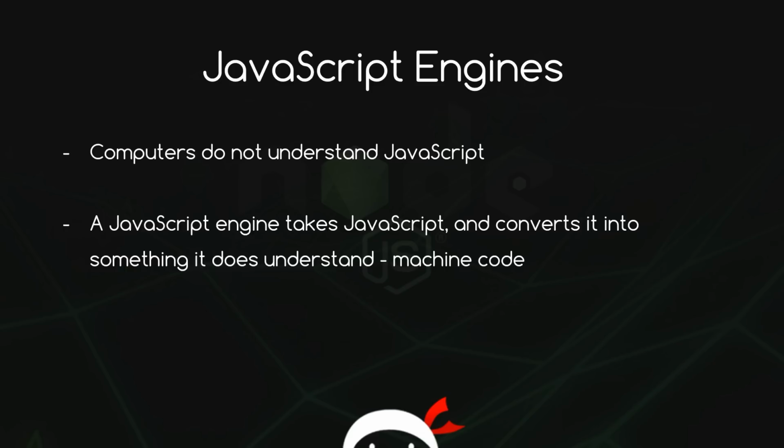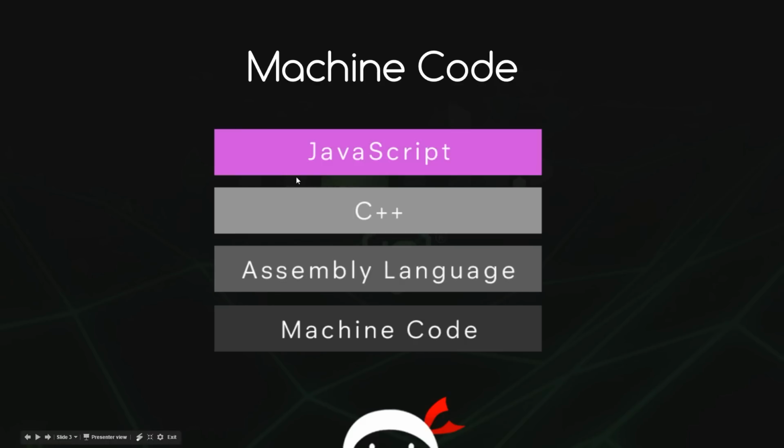So when we write JavaScript, the computer itself does not understand it. It takes a JavaScript engine to convert that JavaScript code into machine code, something that the computer can understand so that it can be processed, okay? So it looks something like this. We have machine code right here at the bottom of the stack, and that is what computers run on. It's what they understand. But it's very difficult to program in machine code. It looks an absolute mess and you don't know what's going on.